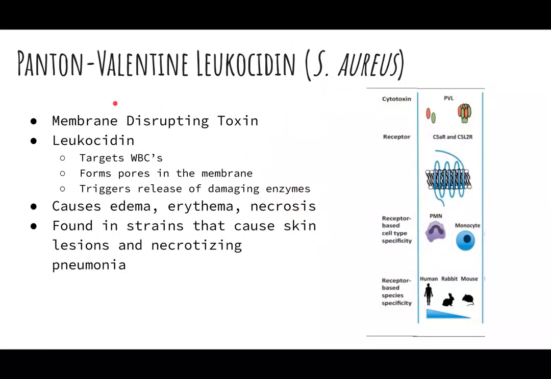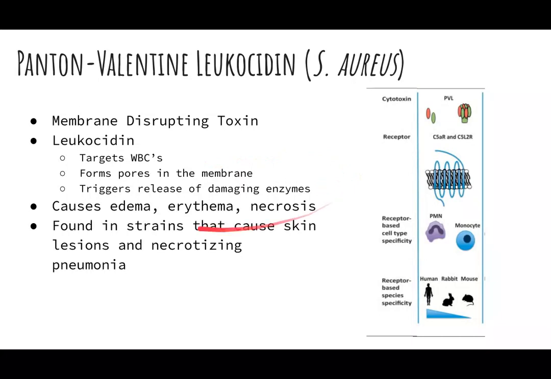There are also toxins that can help the bacteria to avoid the host's immune system. One is what's called PVL, or Panton-Valentine leukocidin. This is a membrane-disrupting toxin produced by S. aureus that's a leukocidin. So it's actually going to target white blood cells, part of your body's immune response. So it's going to form these pores in the membrane and trigger the white blood cells to release these damaging enzymes that they would normally use to fight off pathogenic invaders.